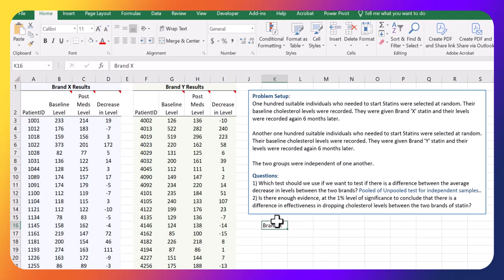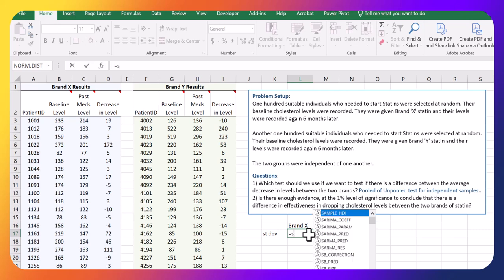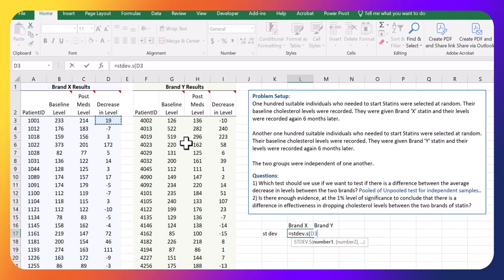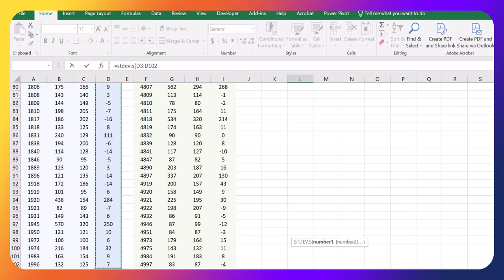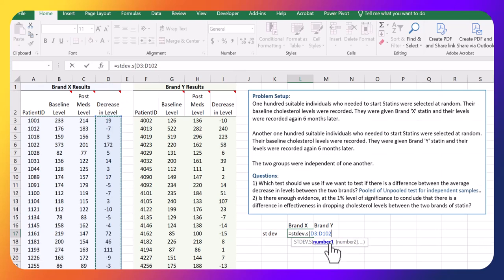Actually, let's just do it this way. You could do the variance or the standard deviation. I'm just going to do the standard deviation for each. So many ways to do this. I'm just going to use stdev.s, control shift down to grab those decreases in levels like that for this first brand X results.